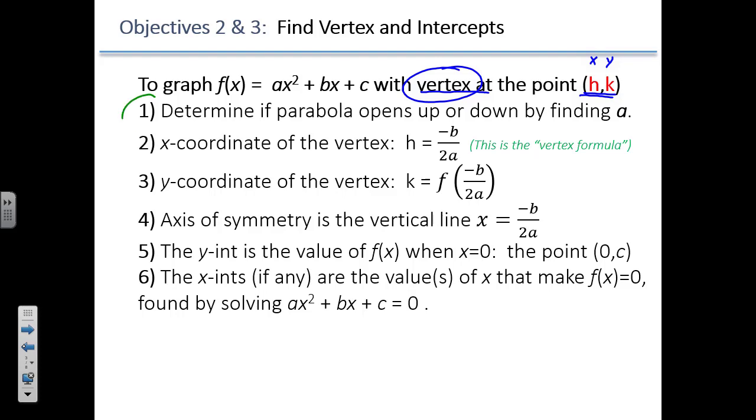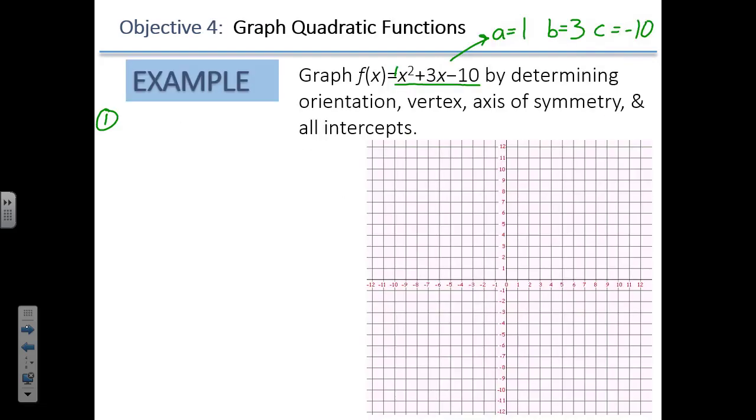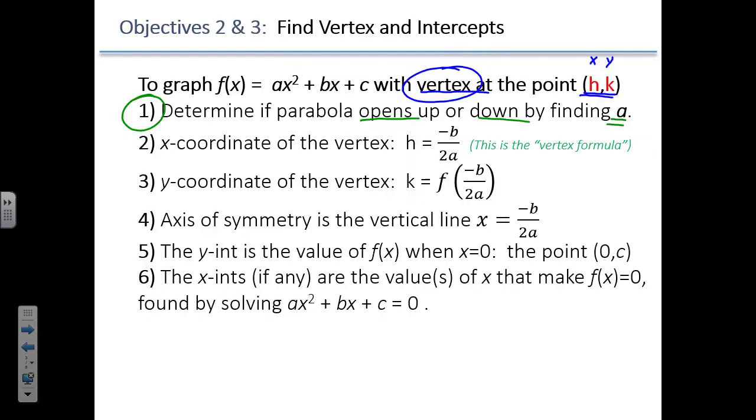So step 1. We want to determine whether this parabola opens up or whether it opens down. We're going to pay attention to our a value. Since our a value is equal to 1, and that is obviously a positive number, we know that this parabola will open up.